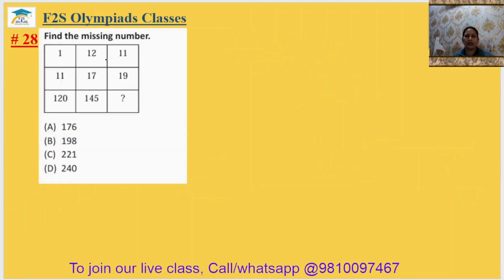Question number 28. Find the missing number. So what is the pattern? Here we have to check. So we can see if we just add this 2 and subtract this 2. So 11 plus 1 multiplied by 11 minus 1 will be equal to 12 times 10, 120.